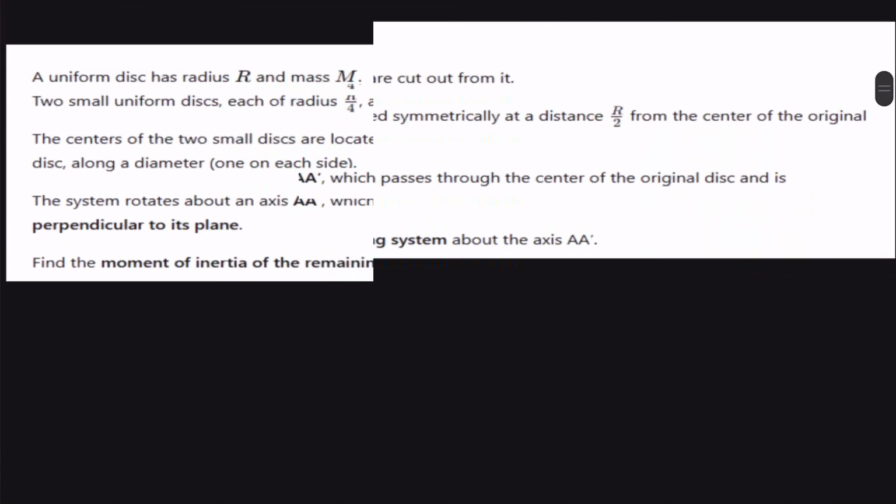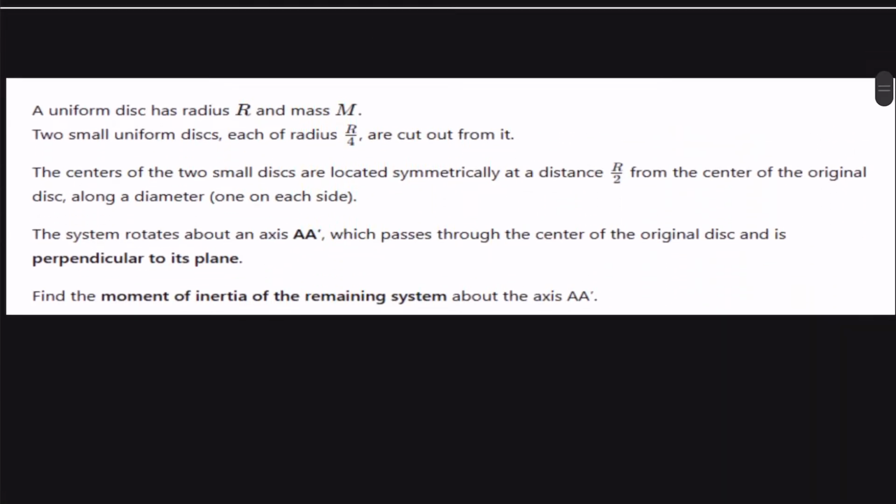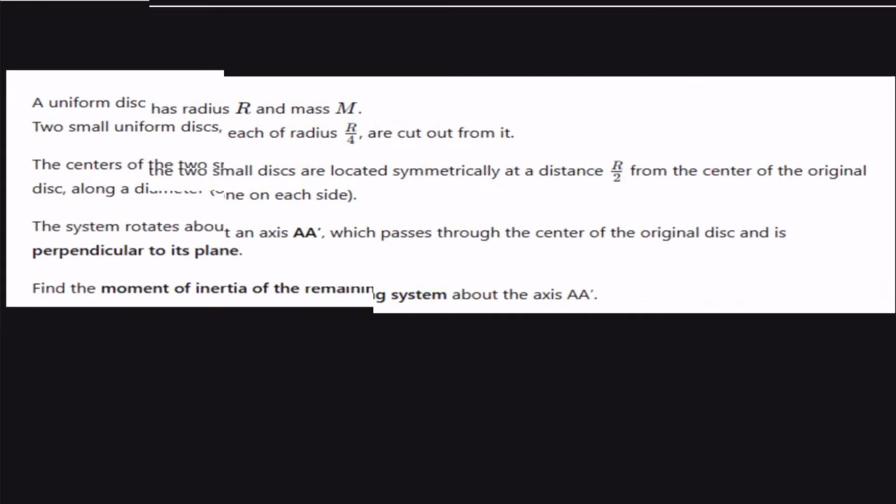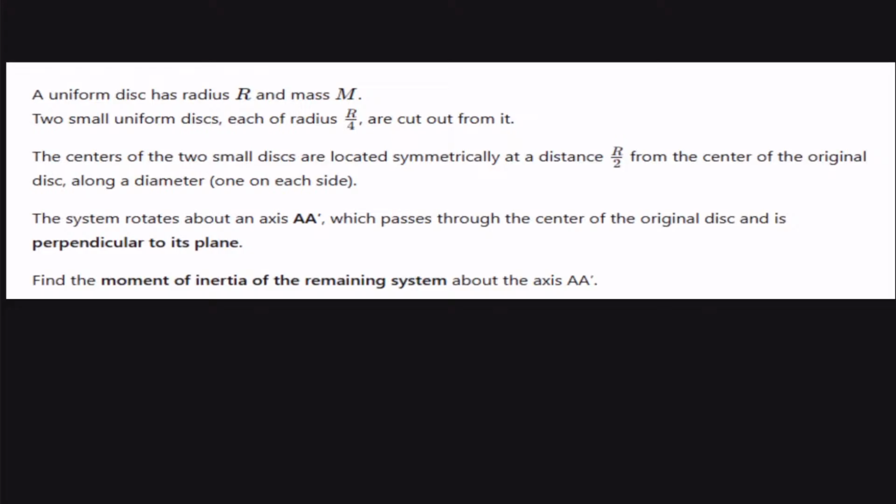Okay, next question. This is a little bit lengthy and interesting question. Usually this question is asked every time, most of the time we get this kind of question, but in this case there is removal of the disk, and we have removed 2 disks rather, not twice.